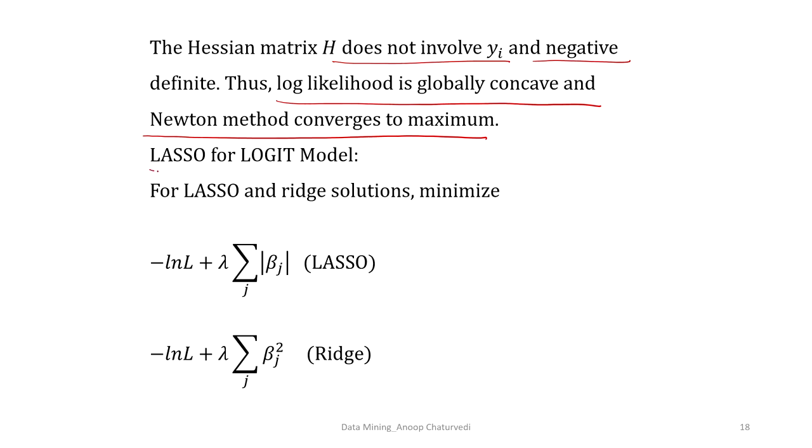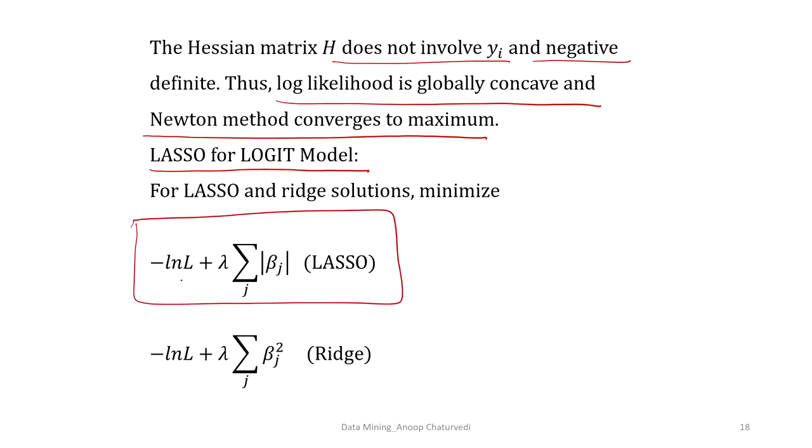You can even use lasso or ridge for the logit model. Of course, here I am not going into much detail, but for lasso and ridge solutions, say for lasso solution, you have to minimize this quantity: minus log likelihood plus lambda times the L1 penalty here, and for ridge, you take minus log L plus the L2 penalty here.